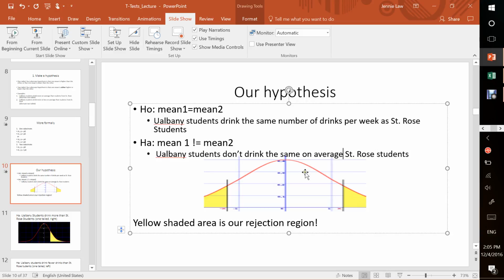So remembering, let's say that this is our t-distribution. We're trying to see where that value, that difference between the means, is. And we're looking to see if it's in this area under the curve. If it's in this area, we're going to fail to reject our null hypothesis because it's in line with our expectations. But if it's in these yellow shaded regions, we get to reject our null hypothesis.